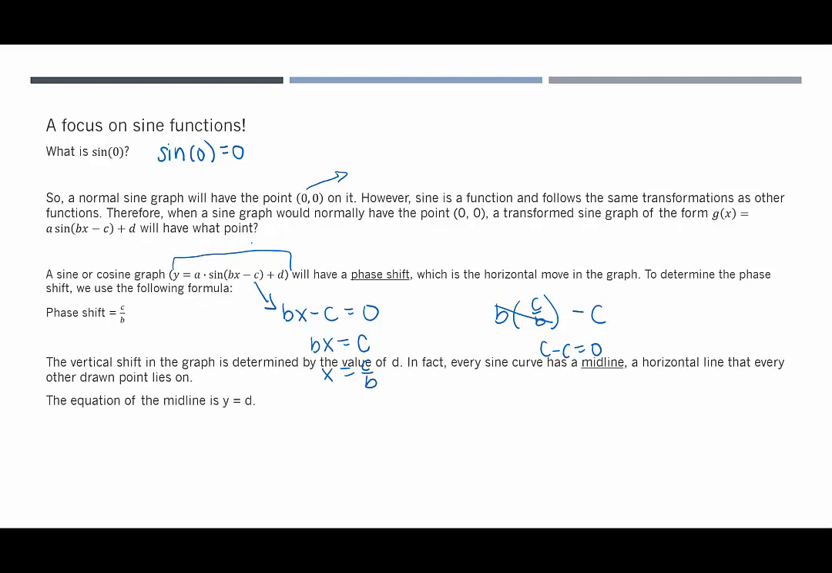So the midline is really important because that's every other point when we graph, and that's determined by y equals d. So we have this midline, we have the shift in the graph. What is this new point now? What would have been 0, 0 is now going to be, well, the horizontal movement was c over b. And when we plug in c over b, remember what happened? This whole thing turned to 0, leaving us with just that vertical movement of d. So the sine functions will have a starting point now of c over b, comma, d.